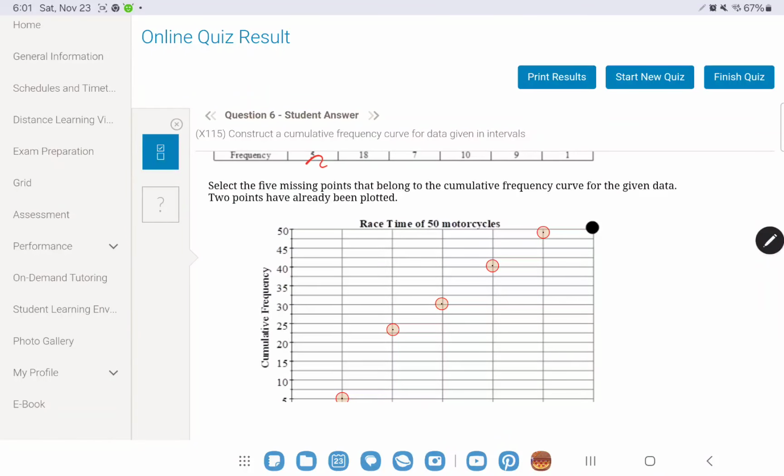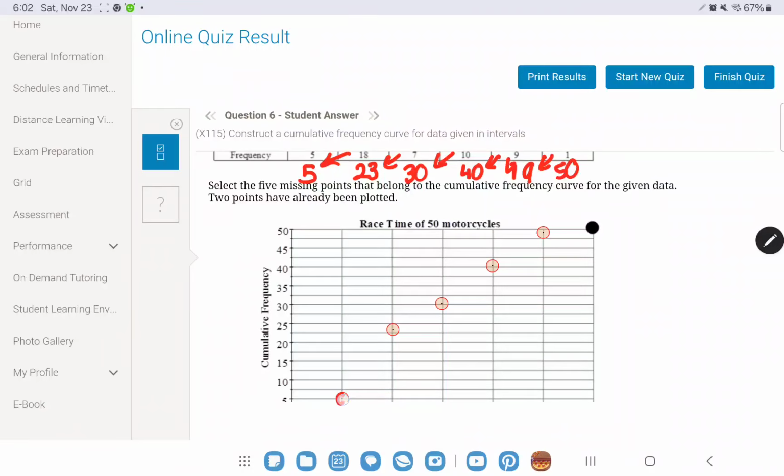Yeah. So for the cumulative frequency, we always take the first frequency as is. Then you add this to this. You're going to get 23. Then add this to this. You're going to get 30. Then this to this. You're going to get 40. This to this. You're going to get 49. And then this to this. You're going to get 50.